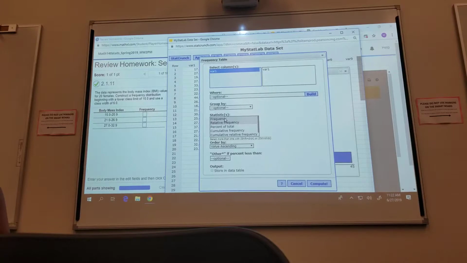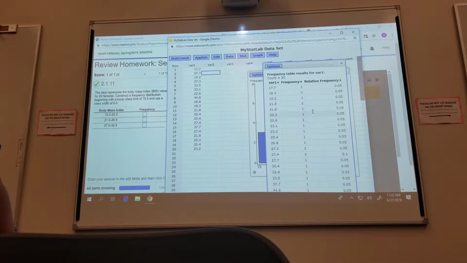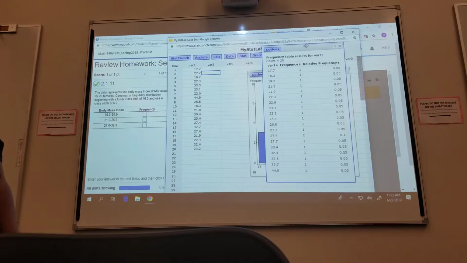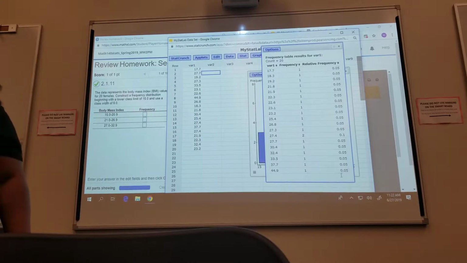You still work on it and you compute it. But that's just a table though, that's not a histogram. So what does that do? So what did that help?